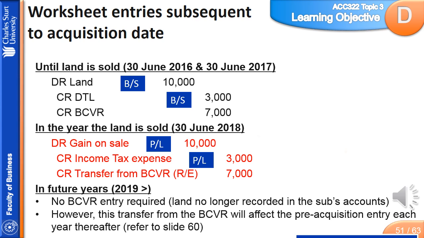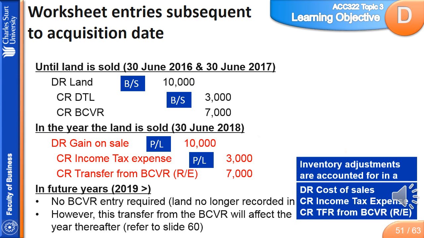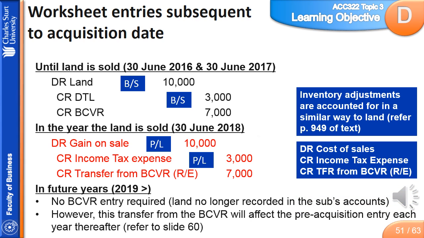As noted here, also there's inventory sold quite often, usually within 3 months of acquisition. So in subsequent periods, it's accounted for similar to land. There's no depreciation to account for, and the journal entry to prepare would be a debit to cost of sales, a credit to income tax expense, and then this same account again, the transfer from BCVR, which is later closed off. And then in future periods, same applies where there's this adjustment to retained earnings in the BCVR account.